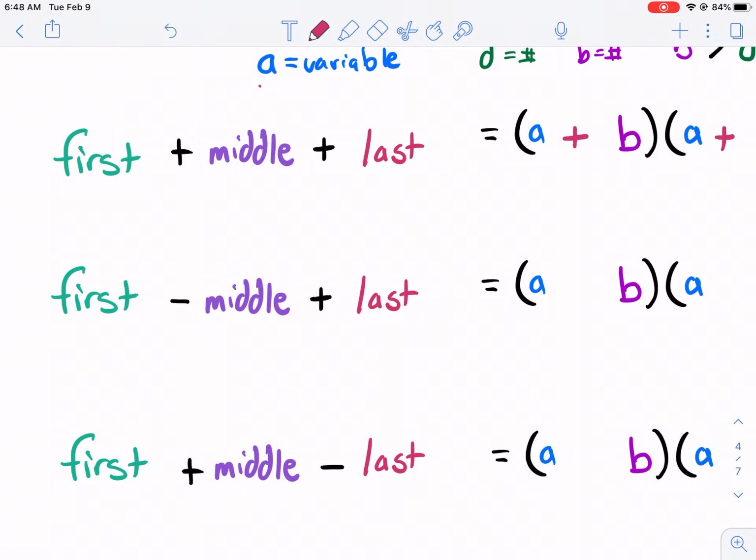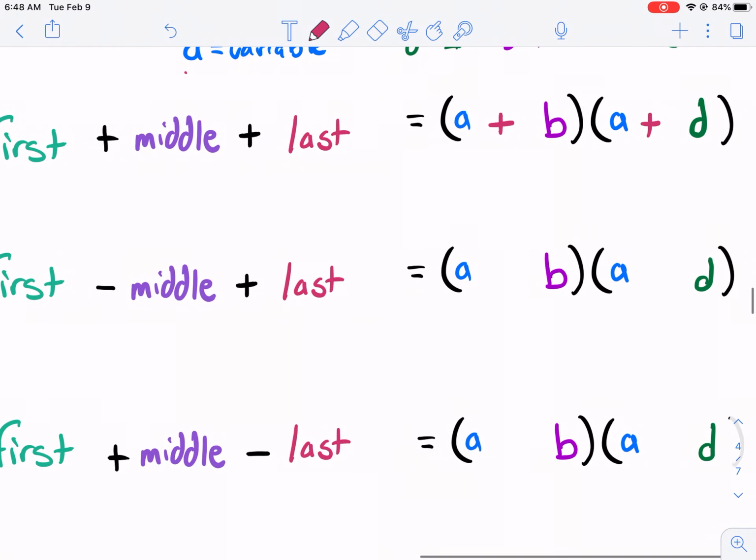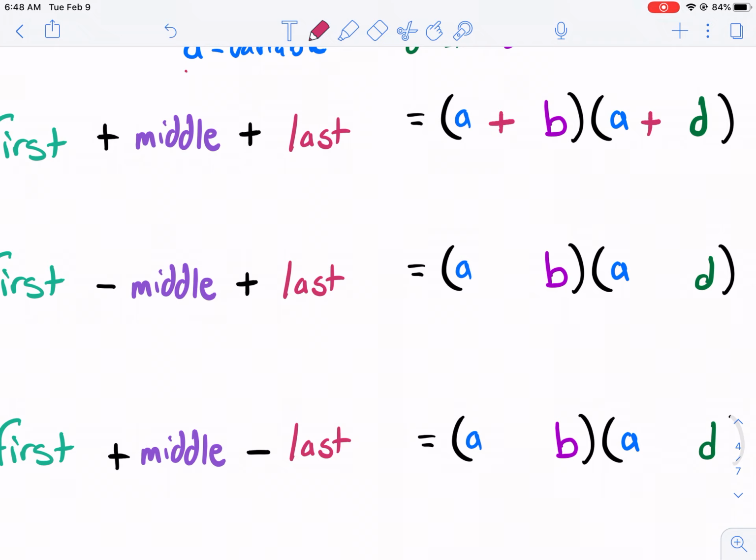Now, what if we have the first term positive, the middle term negative, and the last term positive? Well, if that's the case, then we're going to have two minus signs for our binomials. The reason being, negative times negative will give us a positive last term, and then we add the two negatives together, we're going to get a negative middle term.